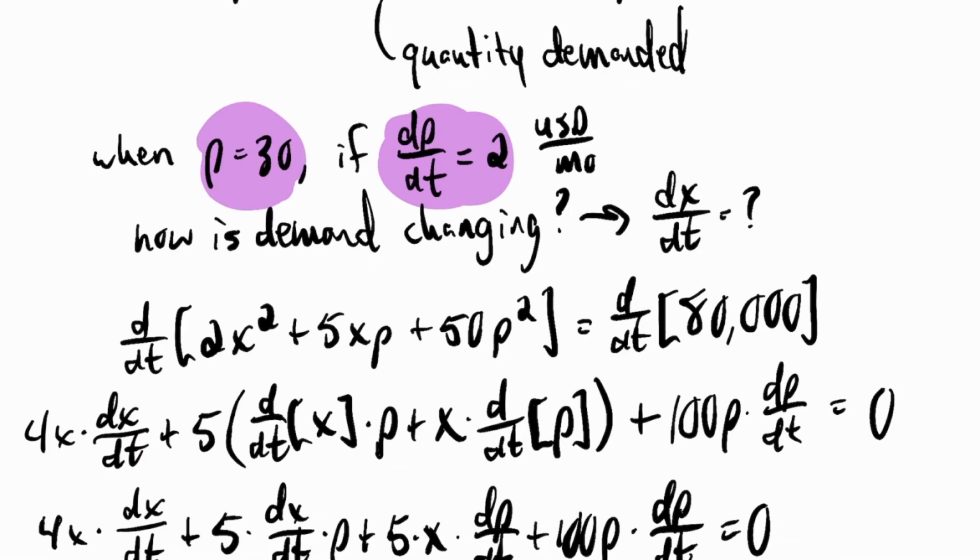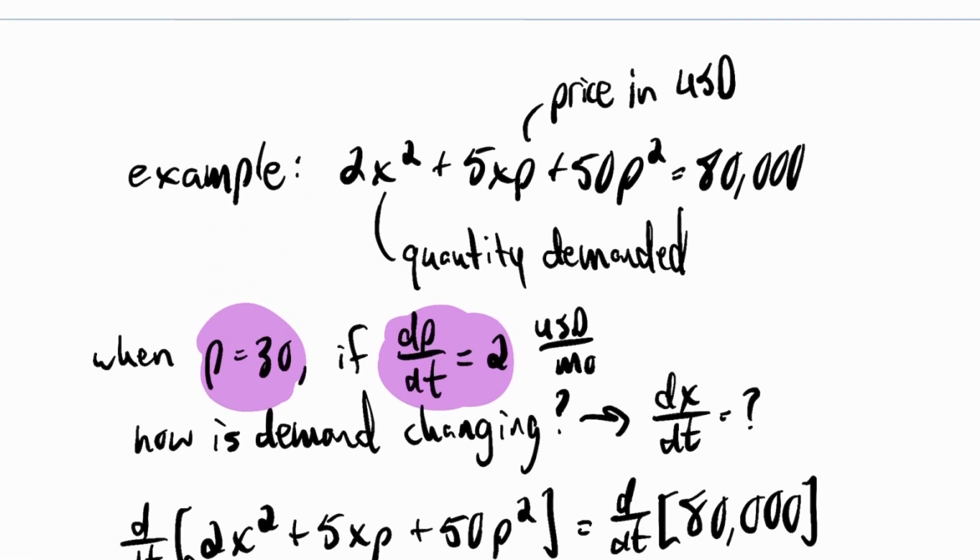Okay, so to find x, what I have to do is go back to the original equation. I have to plug in 30 for p and then solve for x to get a number for x, okay? So let me use a different color so it stands out and this doesn't run together.